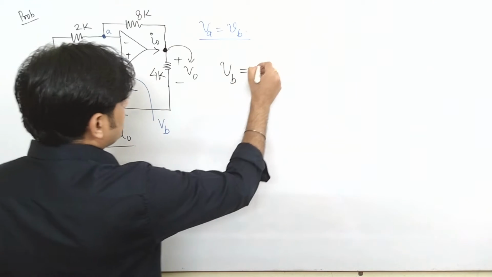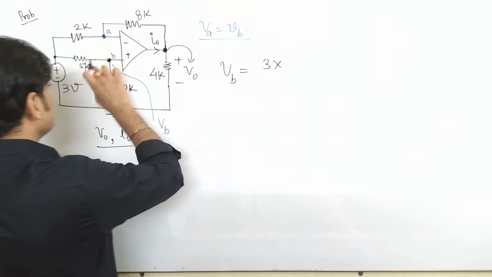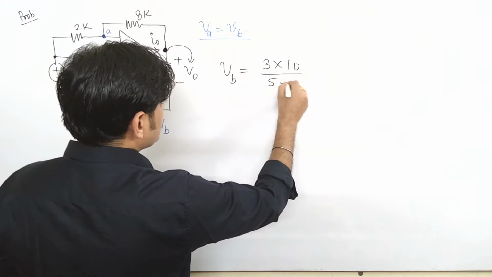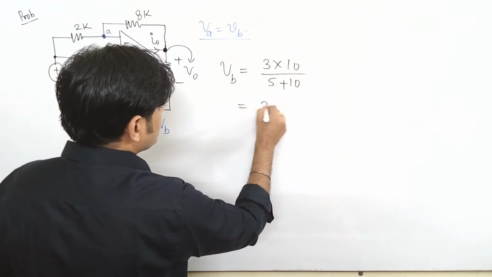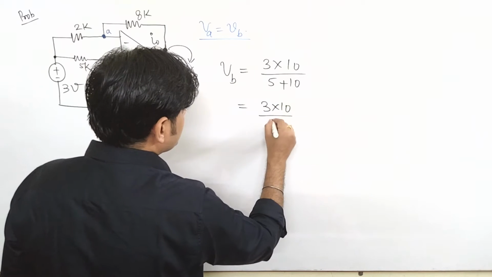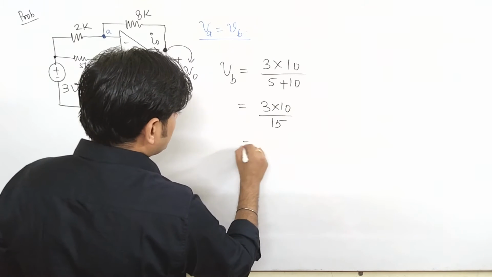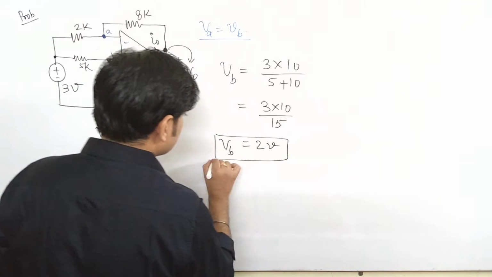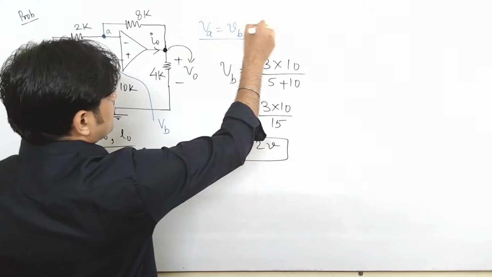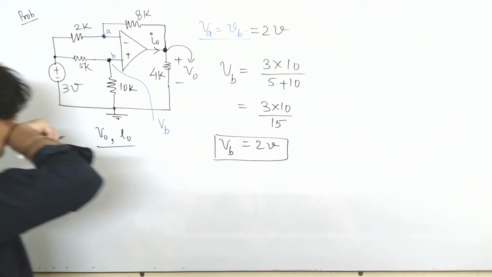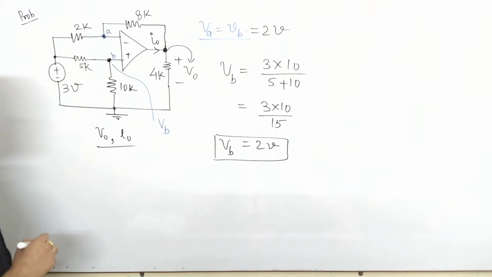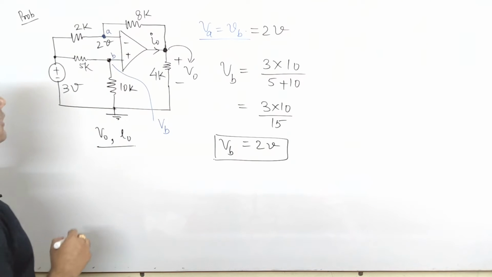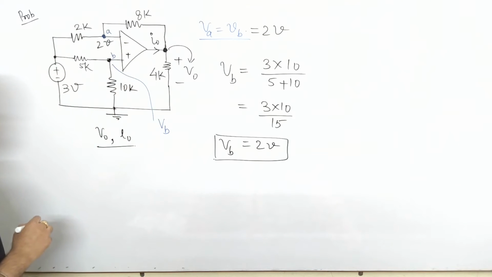So you can say that the value of VB is what? It is 3 into the potential which is across 10 ohm upon 5 plus 10. So that comes to be 3 into 10 upon 15, or 30 upon 15, or you can say it is 2 volt. So the value of VB is 2 volt. So once you know the value of VB, your value of VA is also 2 volt. So here the potential is 2 volt. What is the potential here? It is 2 volt.